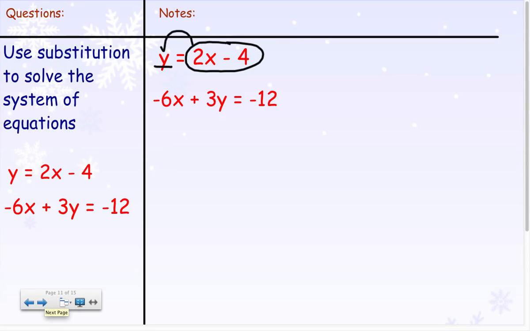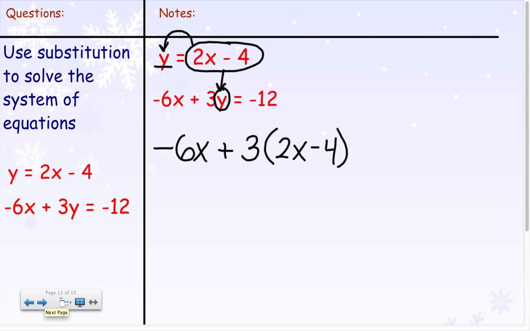Since it's y equals, I'm going to draw one arrow to that y, and that means I'm putting the 2x minus 4 in this y in my bottom equation. So now I'm going to rewrite my bottom equation, but I'm replacing y with 2x minus 4. So negative 6x plus 3 times 2x minus 4 equals negative 12.